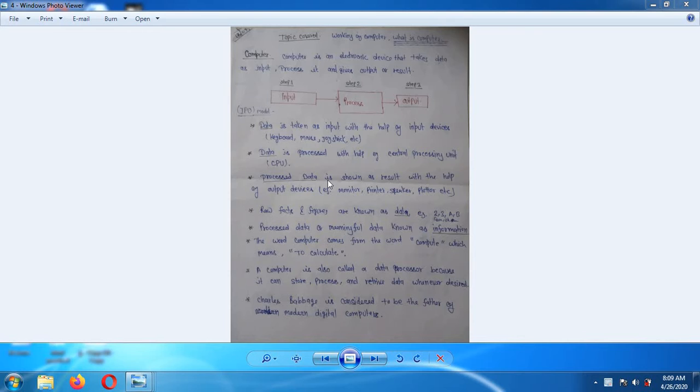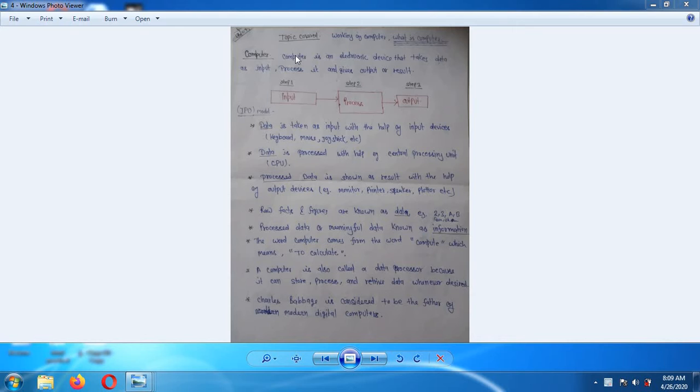Computer basics. So let's start first with the definition of computer. Basically, a computer is an electronic device that takes data as input, processes it, and gives output as a result.